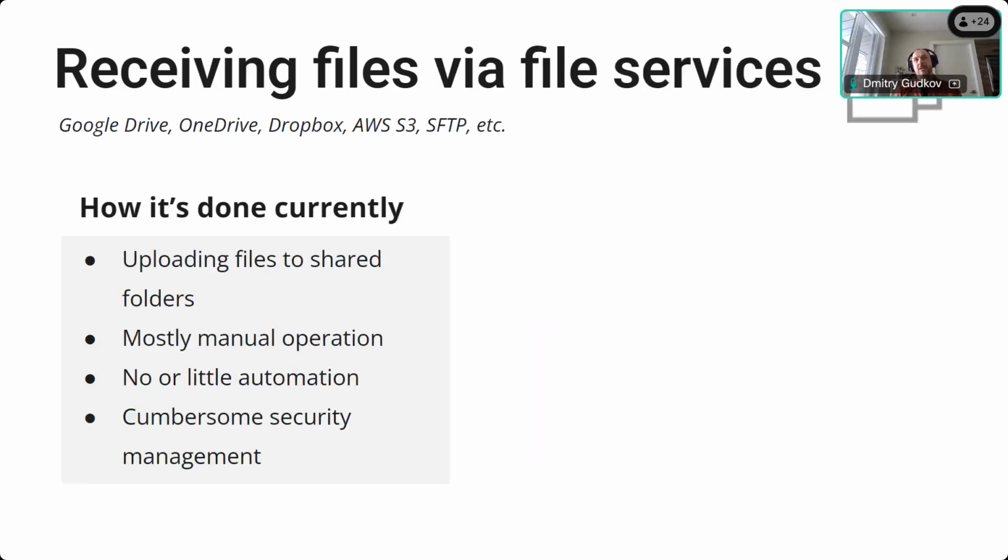The second channel of receiving files popular in organizations is exposing shared folders in services such as Google Drive or OneDrive, or maybe SFTP folders.